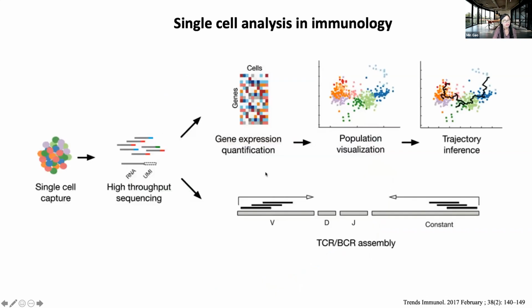Also, single cell technology is popularly used in immunology. For example, single cells can be captured by different methods. After sequencing the single cells, we can detect gene expression, and also we can know the different subpopulations of the cells, and even trace the cell process using trajectory analysis. Also, we can use single cell VDJ-seq technology to know more information about the T cell receptor or the B cell receptor.